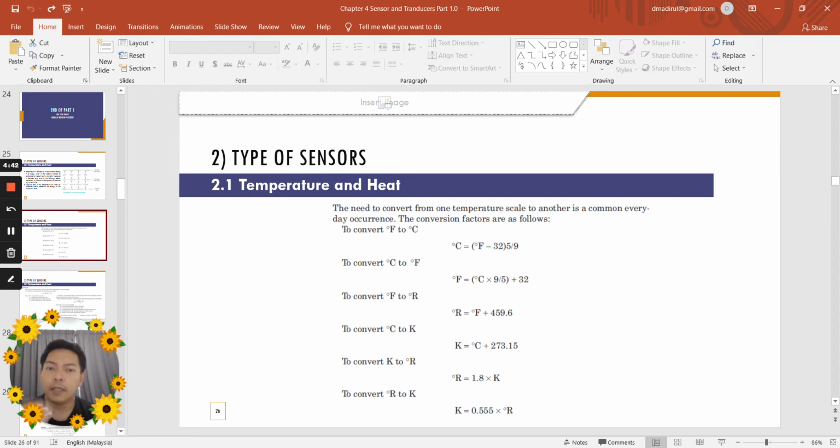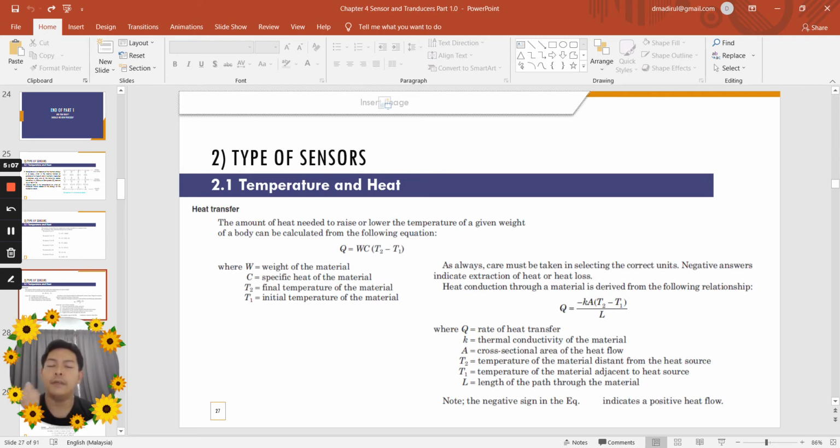The need to convert from one temperature scale to another is a very common everyday occurrence. The conversion factors are as shown below: how to convert Fahrenheit to Celsius, Celsius to Fahrenheit, Fahrenheit to Rankine, Celsius to Kelvin, and so on.